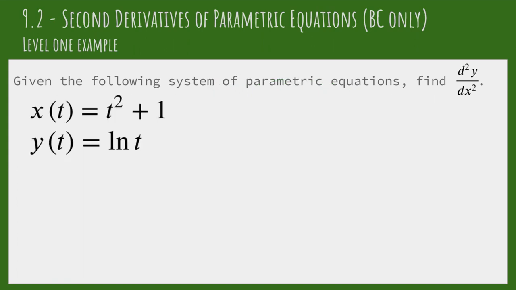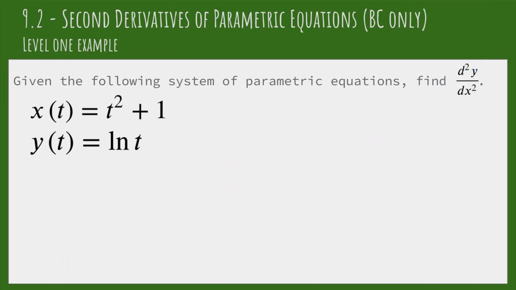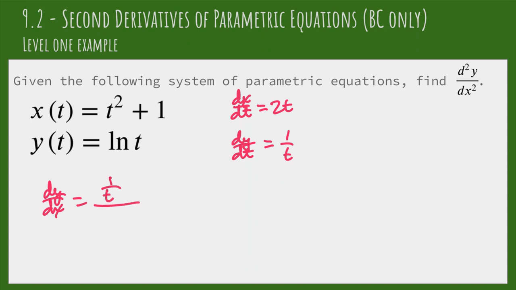So our second example is really similar. Same idea. We have the system of parametric equations defined for us here. We want the second derivative, so we'll start with the first derivative. So we'll have dx dt is equal to 2t. We'll have dy dt is equal to 1 over t. So dy dx is going to be dy dt, 1 over t, divided by dx dt, which is 2t.